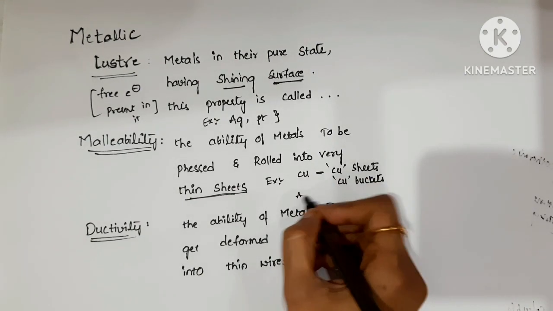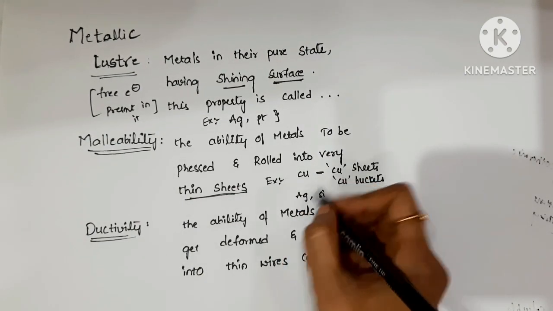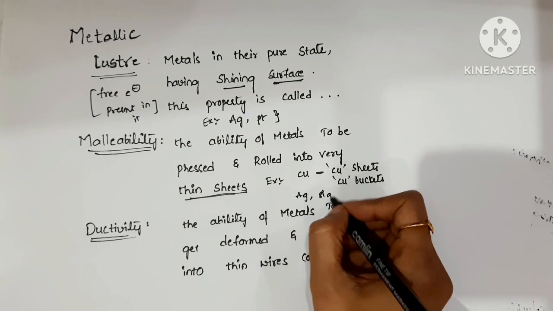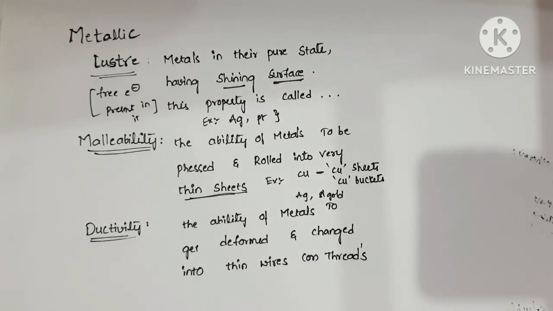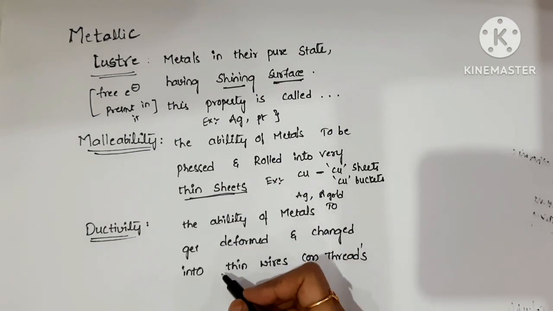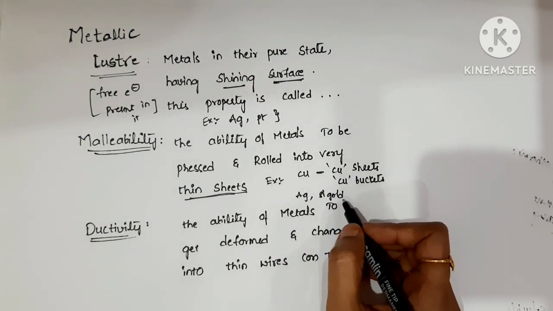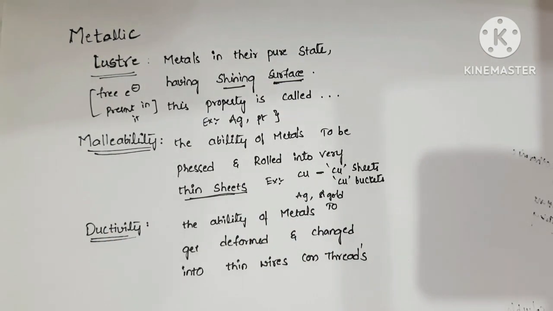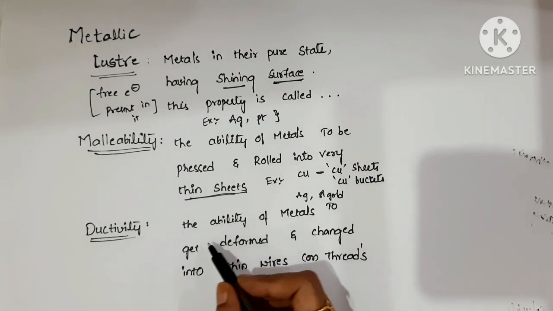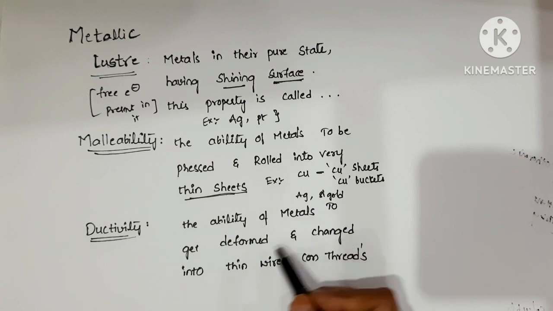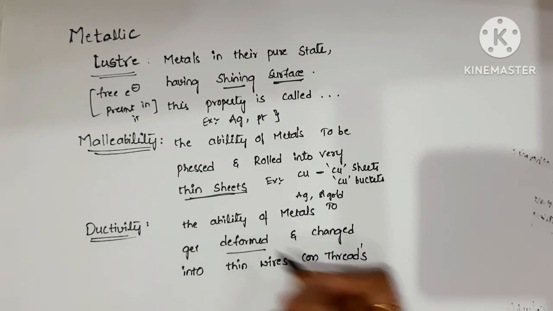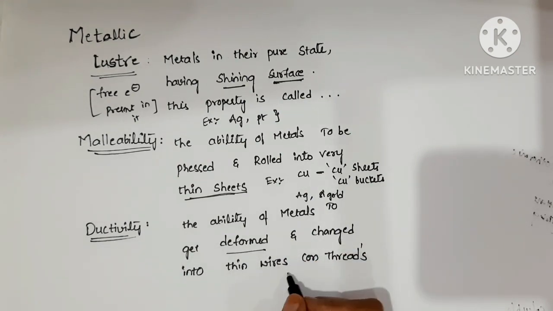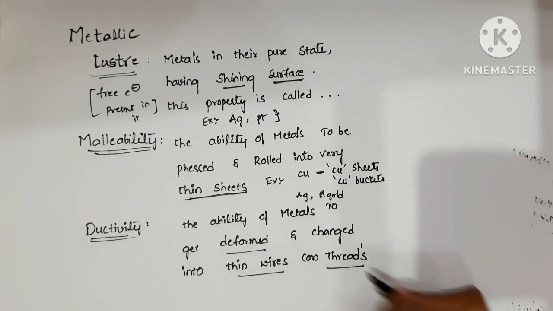Gold and silver also have the malleability property, right? Gold and silver are also metals. So gold, silver and copper have the malleability property. Coming to ductility, ductility means the ability of metals to get deformed and changed into thin wires or threads.